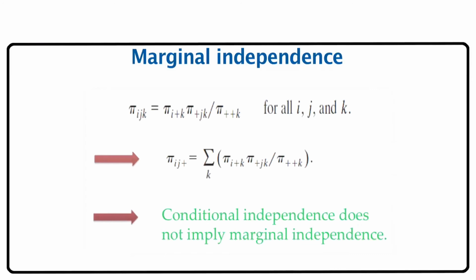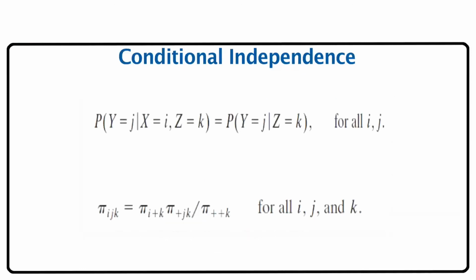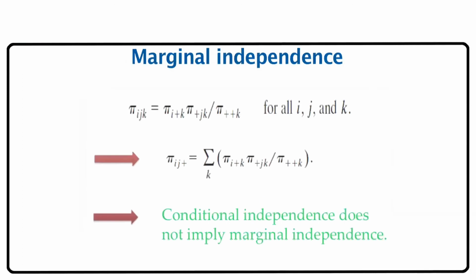Now note that if I have conditional independence, then this is the condition which holds for all ijk, and if I sum this equation over k, then it leads to an equation like this, which says that pi ij+ is the sum over k of pi i+k pi +jk by pi ++k. Now this does not look the same as marginal independence, and hence we come to the conclusion that conditional independence need not imply marginal independence and vice versa.